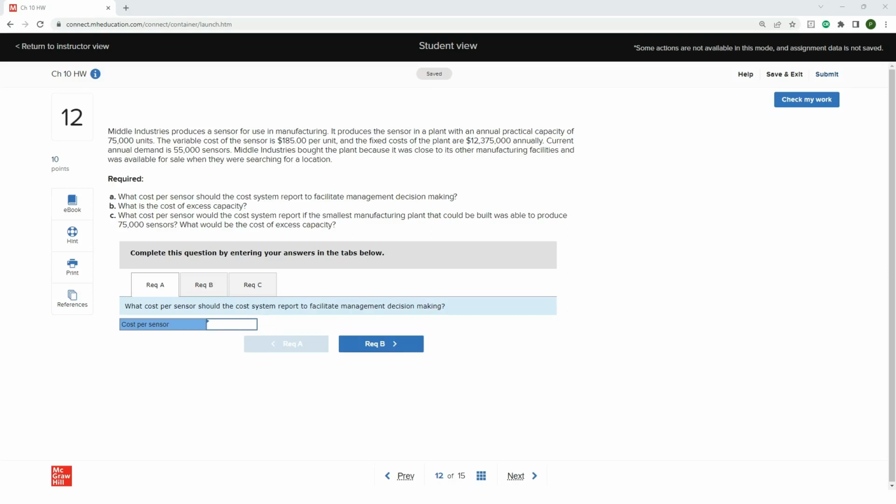So why does it matter that the plant was purchased because it was closer to other manufacturing facilities? It matters because that determines how we allocate the excess capacity costs. In this case, Middle Industries bought the plant because it was convenient to Middle Industries. They didn't do it for a customer. They didn't do it to please other customers. They did it for their own benefit.